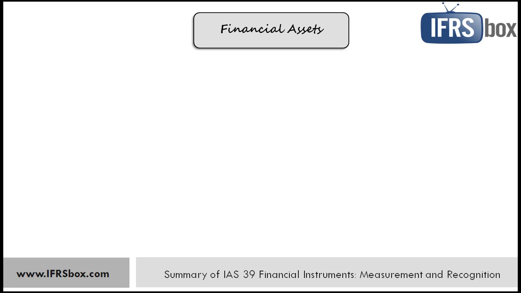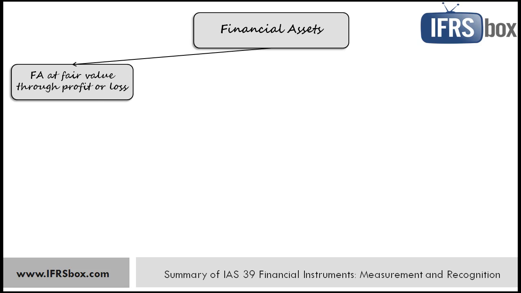IAS 39 classifies financial assets into four main categories. Financial assets at fair value through profit or loss. These are financial assets that are either classified as held for trading, or upon initial recognition they are designated by the entity as at fair value through profit or loss. All derivatives fall into this category.